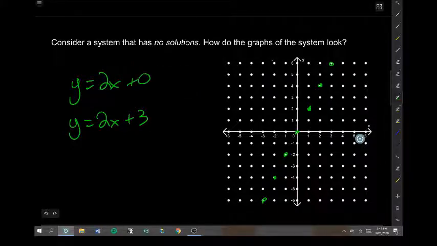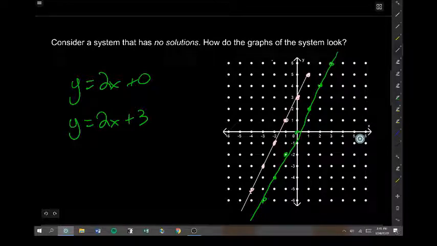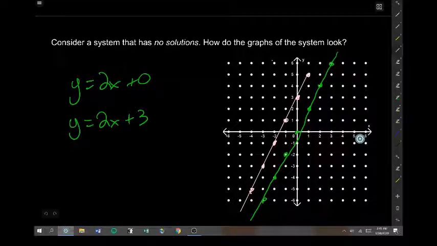If they have the same slope but different y-intercepts, they're never going to touch, because one of the lines is like this, that I just drew real poorly. The other line is like this. And because they have the same slopes, they will never ever touch. They're parallel lines. Parallel lines have no solutions.